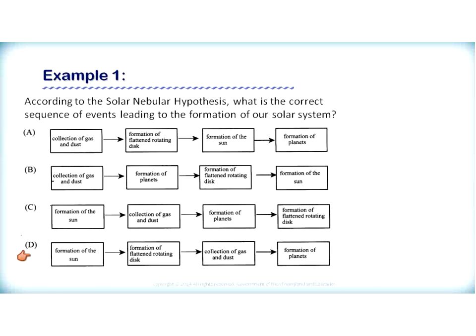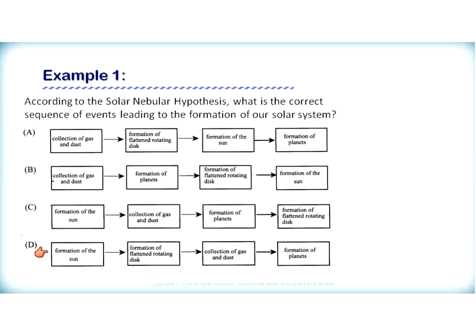Also, if we go to the very end, which would be the last stage in the formation of the solar system, we see that we had the formation of the planets, or we could have the formation of the sun. But according to the solar nebula hypothesis, the planets were the last to form. So by a process of elimination, we eliminated choice C, we eliminated choice D.